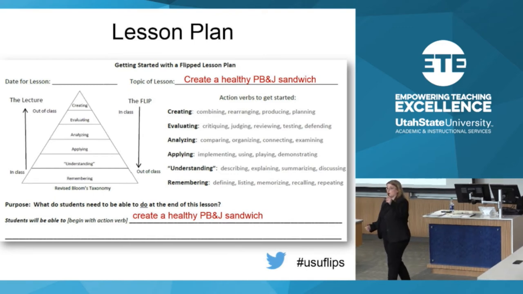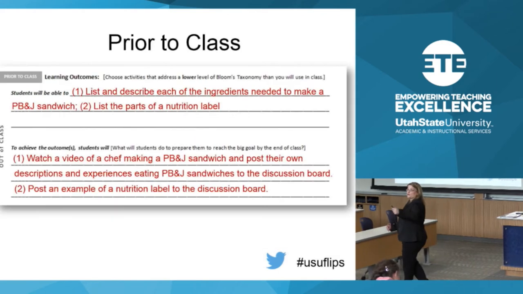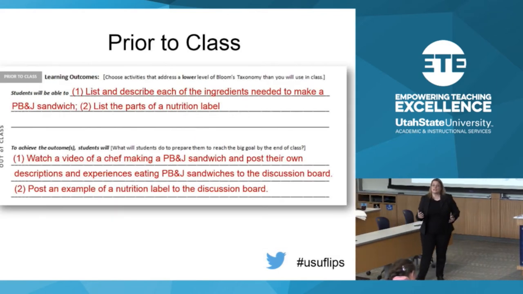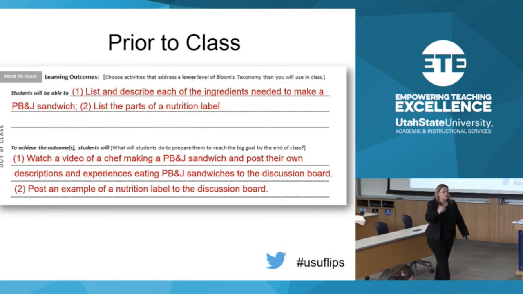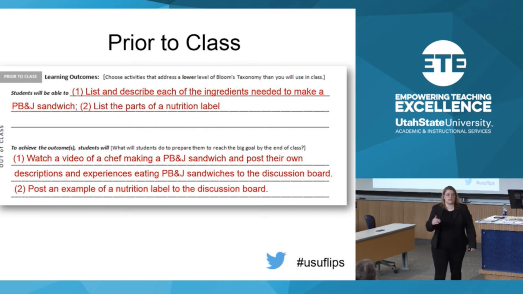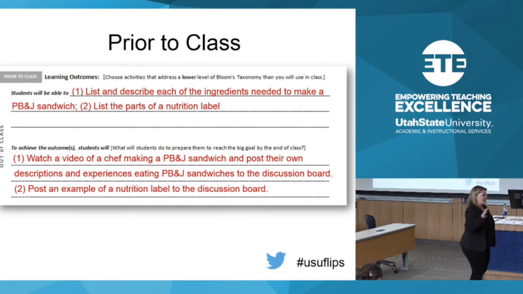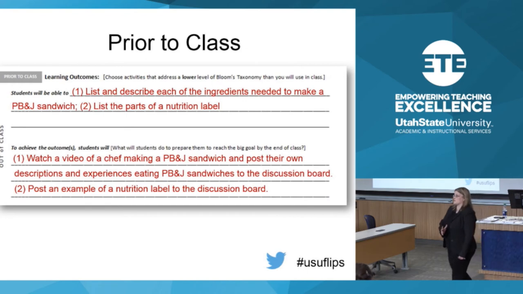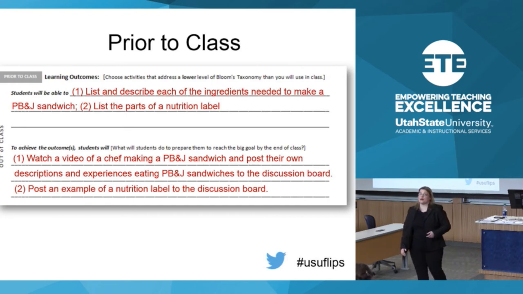All right? Okay, so you've got your purpose. We're literally moving along. It's going to be some copy and pasting here as well. So you're going to go to the prior to class section. This is where you want to grab the first two levels of your learning outcomes. The list, describe, define, identify, explain outcomes, we want to try to move those outside of class time. We don't want to waste time in class doing that. We want those to be outside of class. So you're going to literally copy and paste it over.